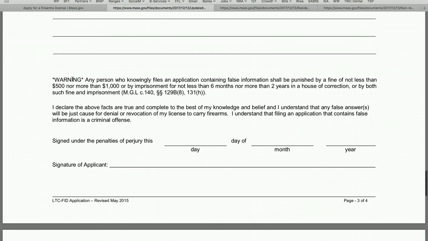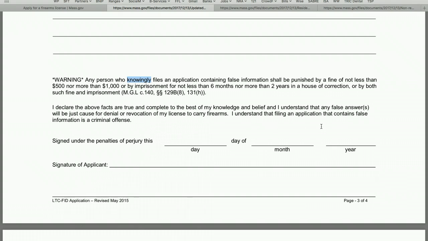So right here, this is the warning. Any person who lies on the application, knowingly, that's the key term, knowingly, okay? If you knowingly lie, you'll be fined or jailed or you're just going to get denied. I don't think I've ever heard of anybody being jailed unless it's some real serious stuff. I mean, if you have warrants out in your name, then yeah, you're probably going to go to jail. But usually they just deny you.